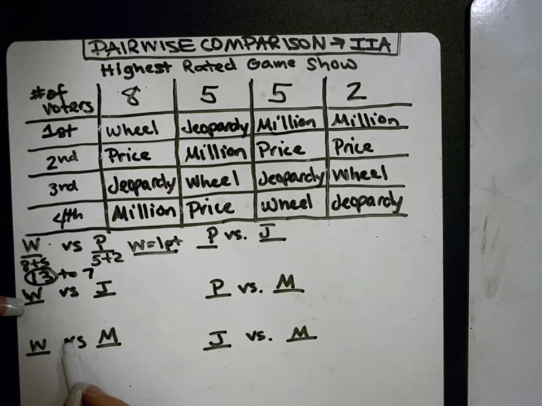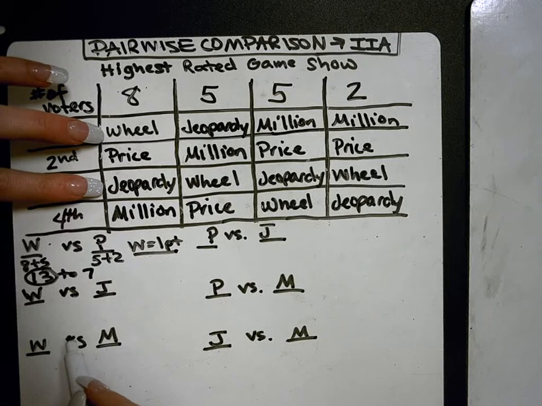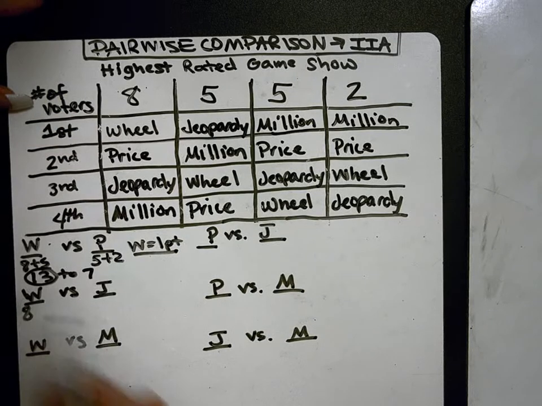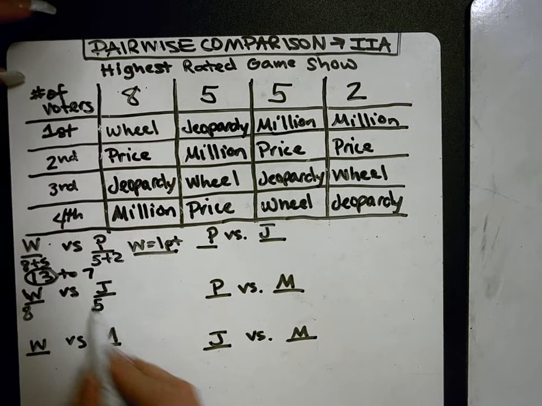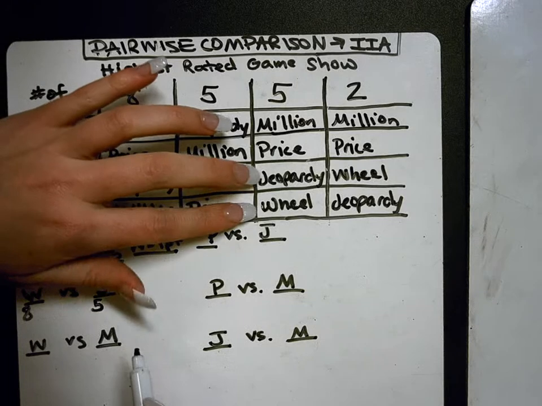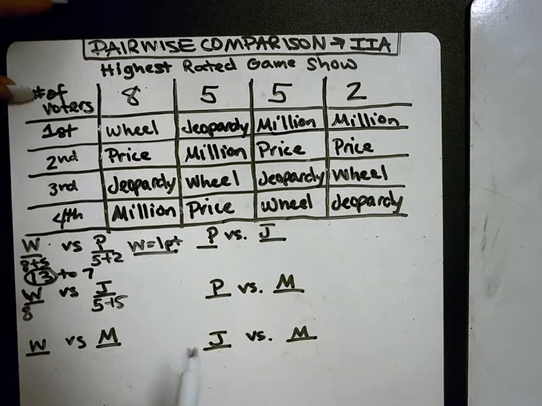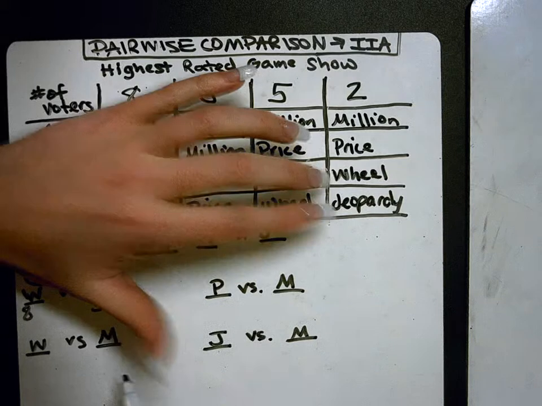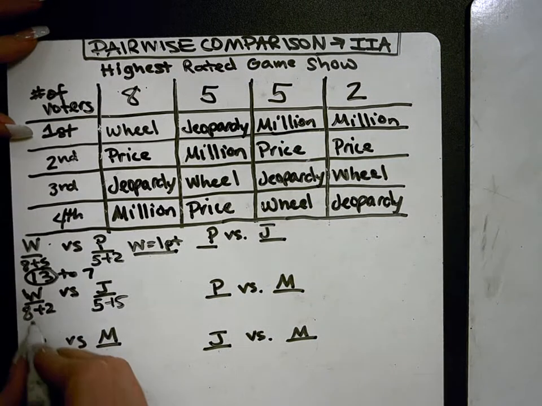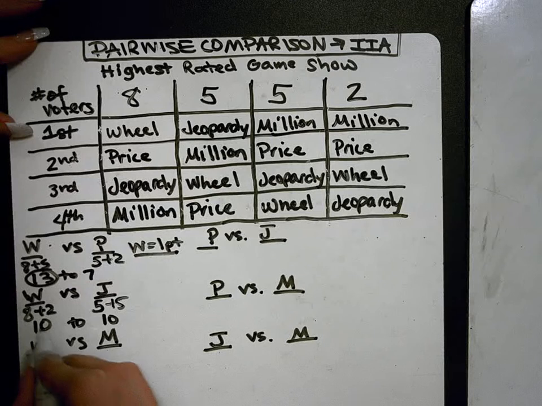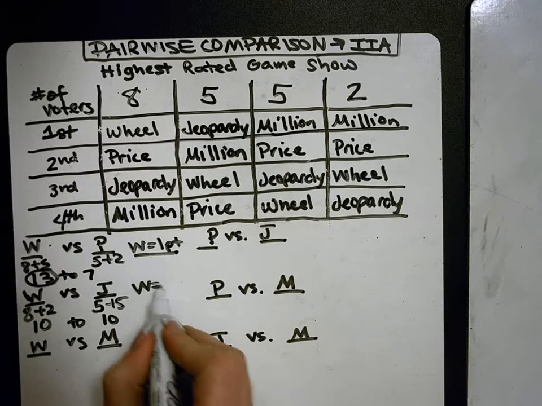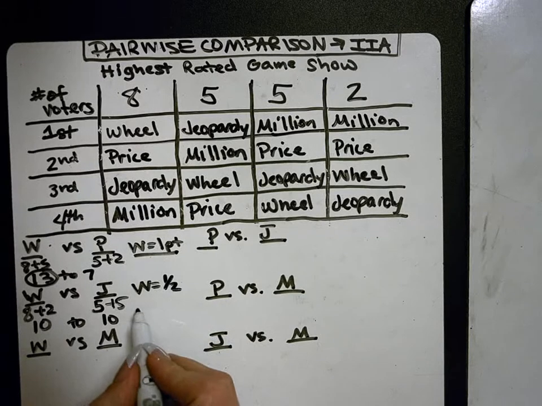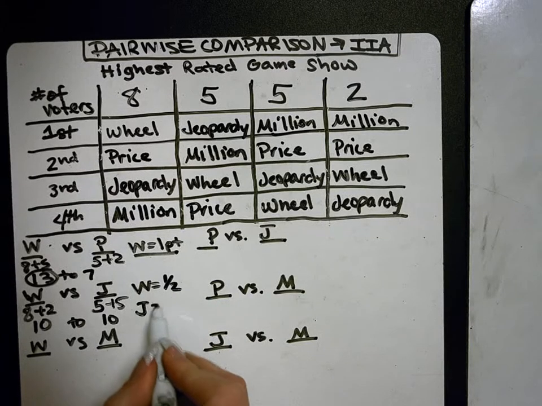The next head-to-head matchup we're going to look at is wheel versus Jeopardy. Wheel is preferred in the first column, so wheel gets 8. In the second column, Jeopardy is preferred over wheel, so Jeopardy gets 5. In the third column, Jeopardy is preferred over wheel, so Jeopardy gets 5. And in the last column, wheel is preferred over Jeopardy, so wheel gets 2. This one is interesting because it is a tie. We have 10-10. In the pairwise comparison, whenever you're doing a head-to-head and there's a tie, each of the candidates splits the 1 point, and they get a half a point. So wheel gets a half a point, and Jeopardy gets a half a point.